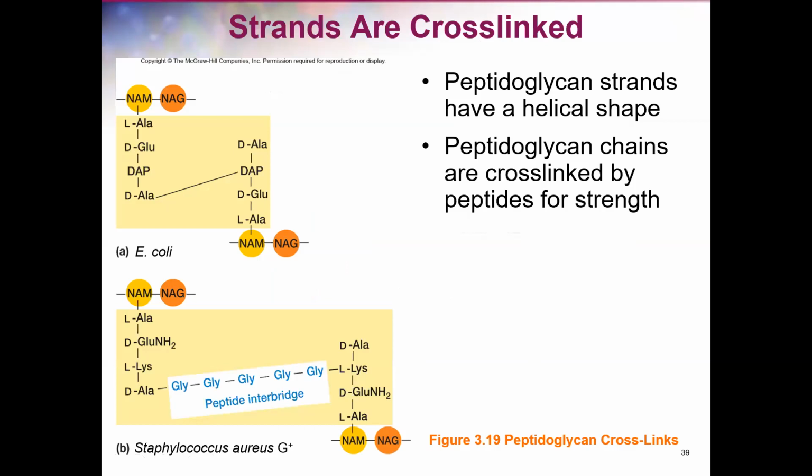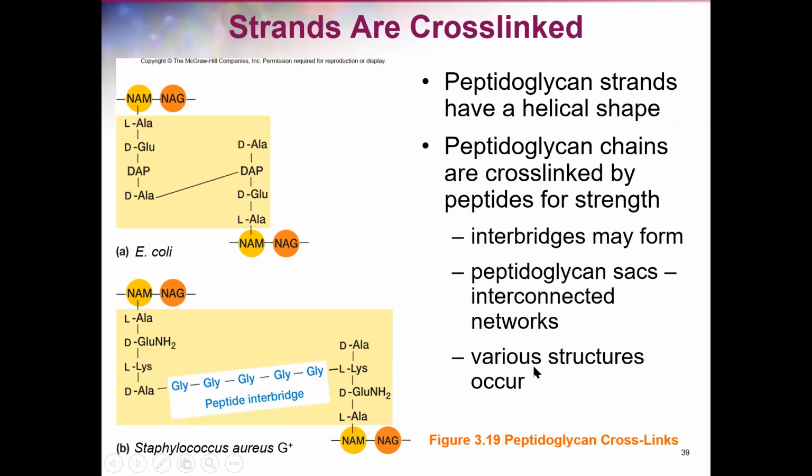Sometimes they have an even more complicated structure, the so-called interbridge. Not only do they have the side chain, there are two, right? They also have an interbridge to connect the two units. This is from Staphylococcus or E. coli.